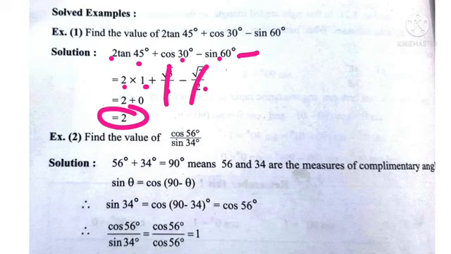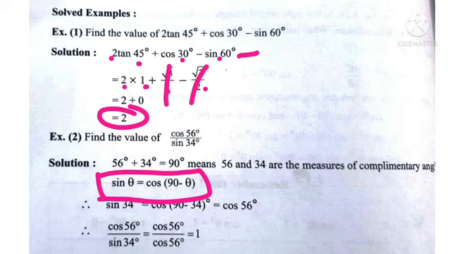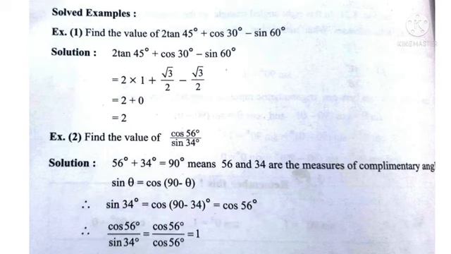You see here, you had learned one relation. Sin theta is equal to cos 90 minus theta. We use this relation. So sin 34 you write as cos 90 minus 34. That is cos 56. So cos 56 upon sin 34 is equal to cos 56 upon cos 56. Cancelled. You get the answer 1. So students, this is about trigonometry, trigonometric ratios and some trigonometric angles you had learned. These are also useful in our 10th standard.